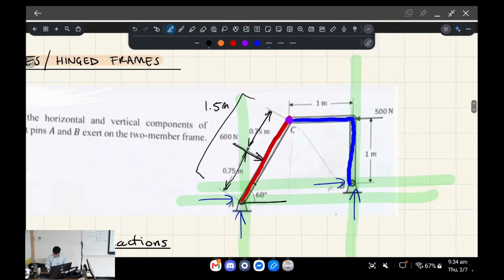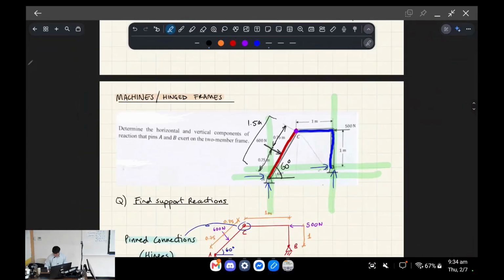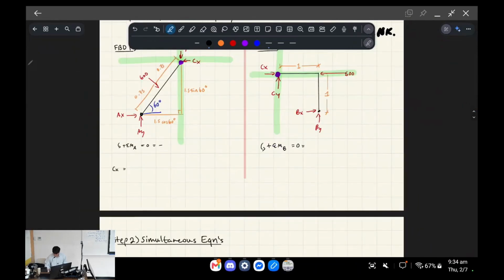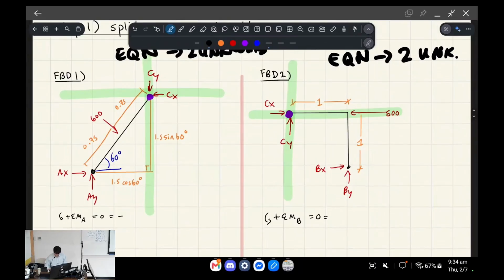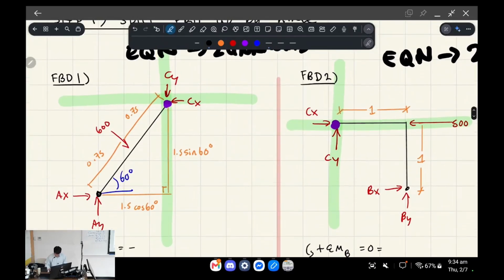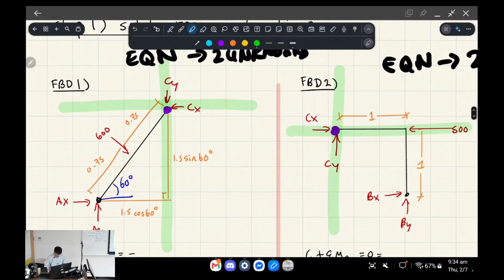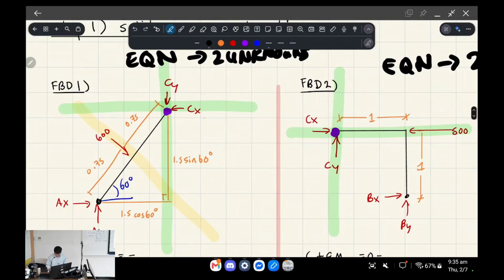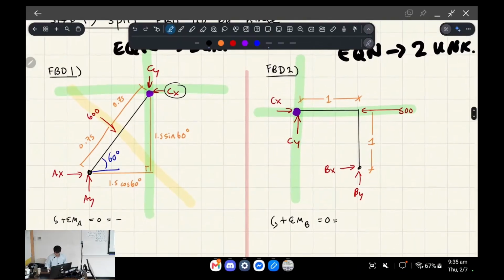The other thing we're told is that the rod is inclined from the horizontal axis at an angle of 60 degrees. So essentially, we're going to need to find the lever arms of three forces. The first one is this 600 Newton force, and the lever arm is going to be 0.75 meters. Then we also want the lever arm for this force, Cx. To find the perpendicular distance, we're going to need this side length of the right angle triangle.